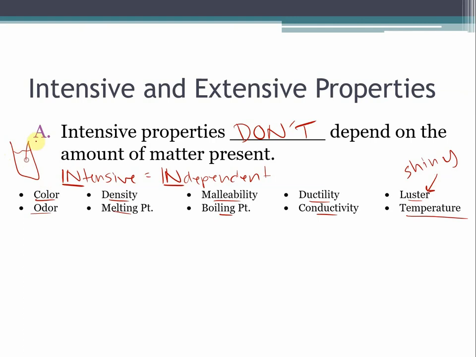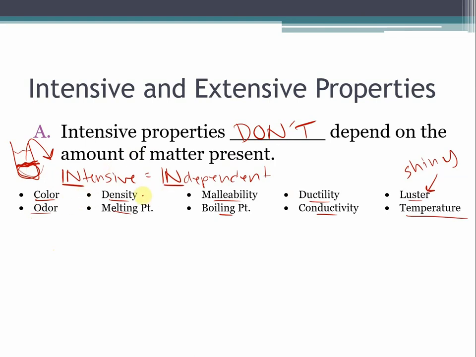If I pour half of that water out and then measure my new water level, which would be down here somewhere, the temperature won't have changed just because I changed how much stuff was there. If it was 25 degrees when it was a full glass of water, it's 25 degrees when it's half a glass of water. Because these properties, these intensive properties, they don't care how much stuff you have.